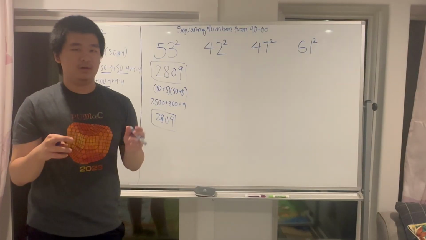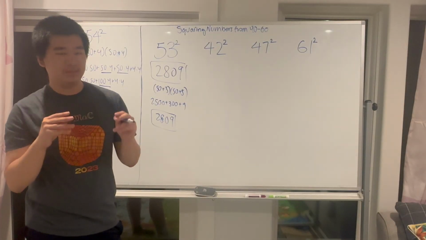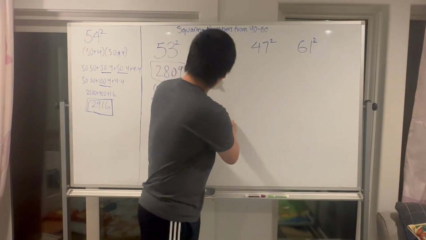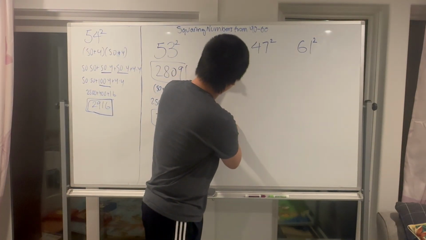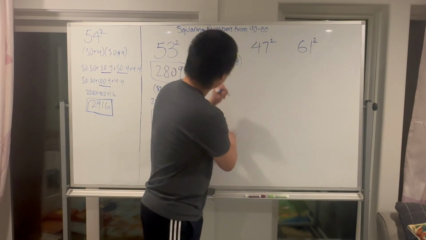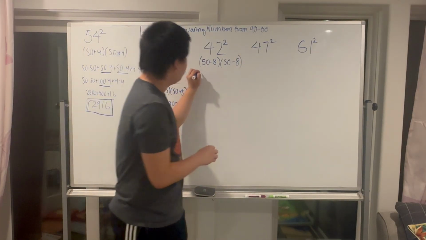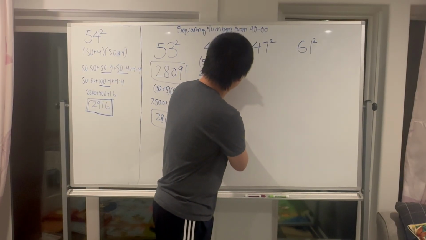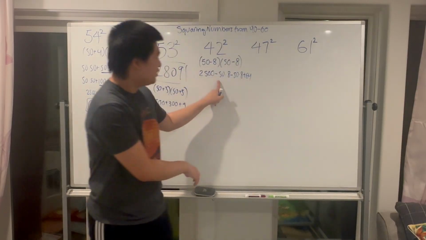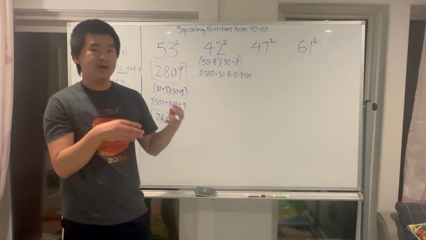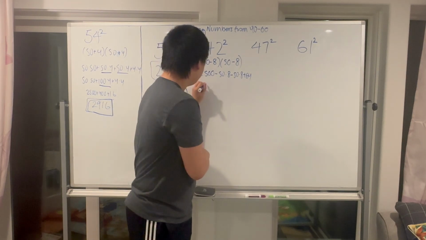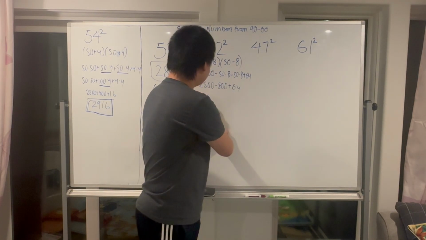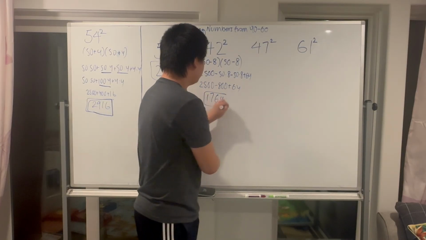Well, if we use FOIL, we'll see that the trick is actually extremely similar. So let's do it. 42 is 50 minus 8. So it's going to be 50 minus 8 times 50 minus 8. And we're going to have 2500 minus 50 times 8 minus 50 times 8 plus 64. That's minus 100 8s. So we have 2500 minus 800 plus 64. And we'll see that this gives us 1764.